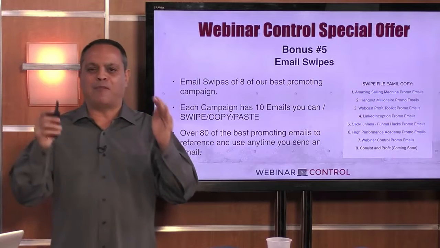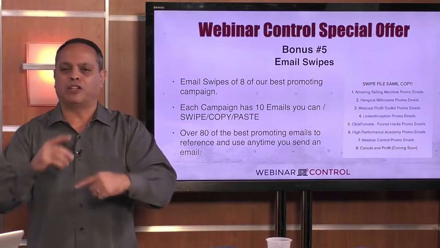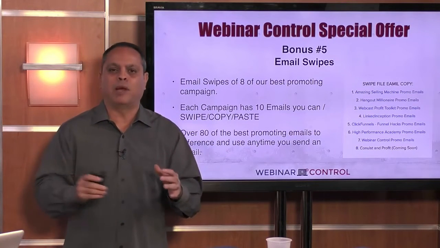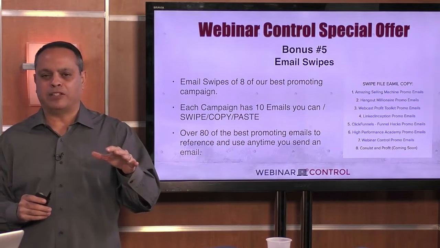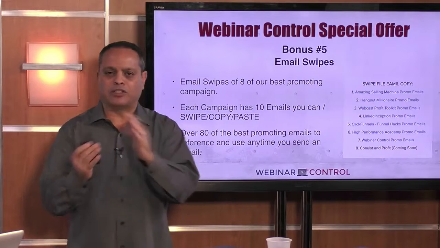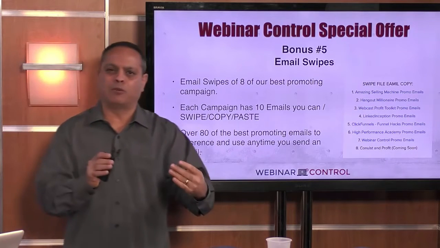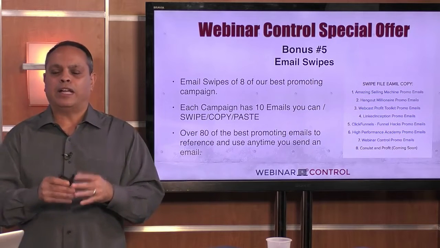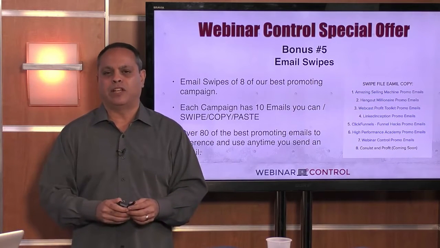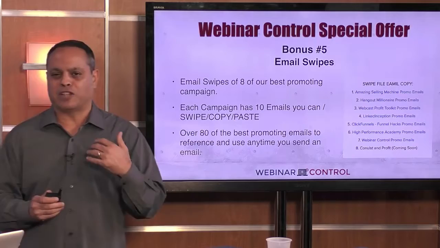You can copy and paste this and just flip the information in the bullet points for your product. Literally swipe this. All right. And this is for 10 different campaigns, so they're different types of products, so you can see, oh, this is a little more information product, this is a little more software, and over 80 different emails when you combine all of these together. All right, so this is just absolutely great.